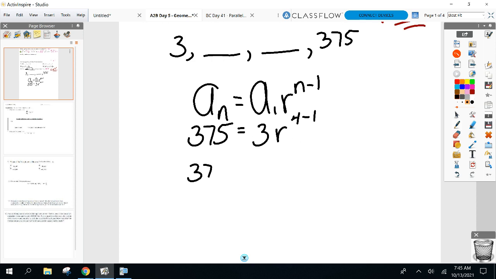Now, algebra: 3r to the third. We did one of these yesterday. Divide by 3.